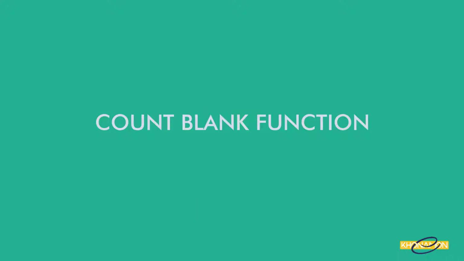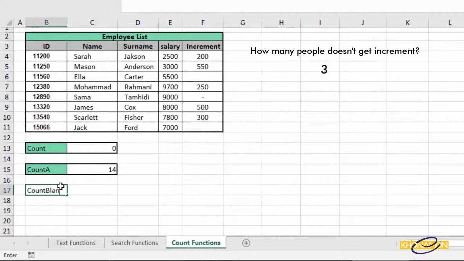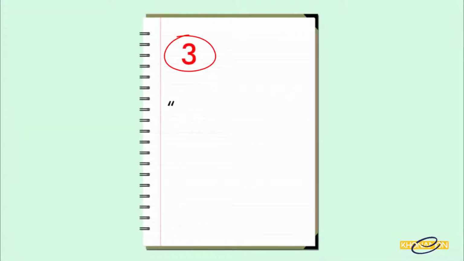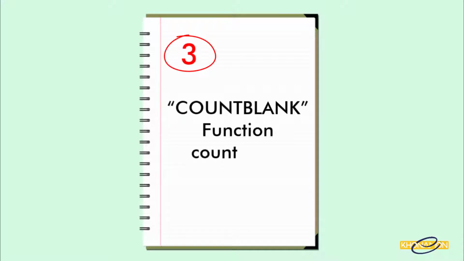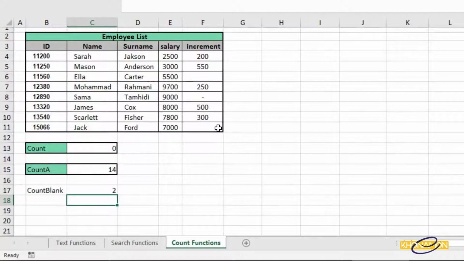COUNTBLANK function. How many people don't get increments? The answer is 3. For counting empty cells, we use the COUNTBLANK function. COUNTBLANK and select the range. It shows 2. But why? We have 3 people who didn't get an increment this month. We must know this function counts every cell which is completely empty. So here, if I remove the dash, it shows 3.